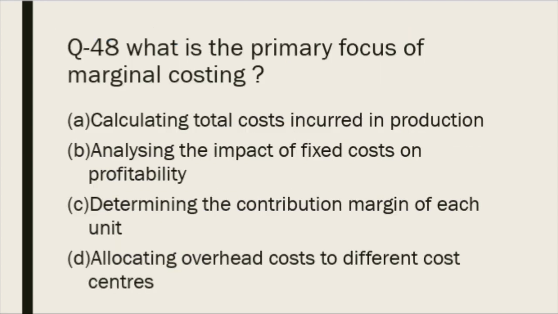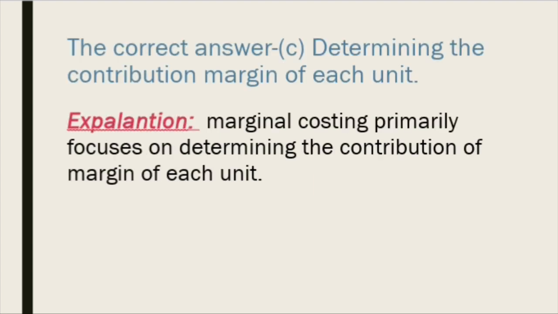Next, what is the primary focus of marginal costing? The options are calculating total cost incurred in production, analyzing the impact of fixed cost on profitability, determining the contribution margin of each unit, allocating overhead cost to different cost centers. And the answer is determining the contribution margin of each unit. And the reason is that marginal costing primarily focuses on determining the contribution margin of each unit.